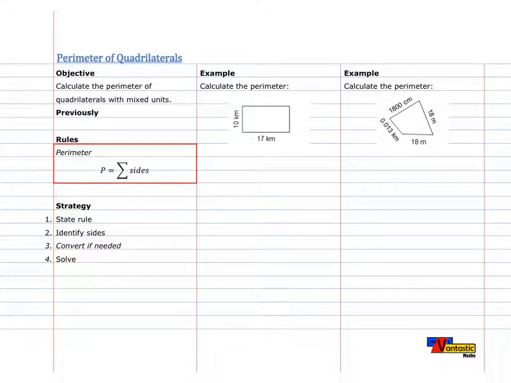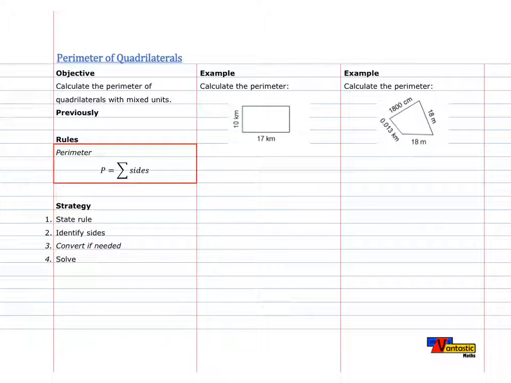Hi, this is Mr. V, and in this video we are going to learn how to calculate the perimeter of quadrilaterals with mixed units. To calculate the perimeter, we use this equation here, which states that the perimeter of any shape is equal to the sum of all of the sides. That simply means we've got to add up all of the sides in the shape.